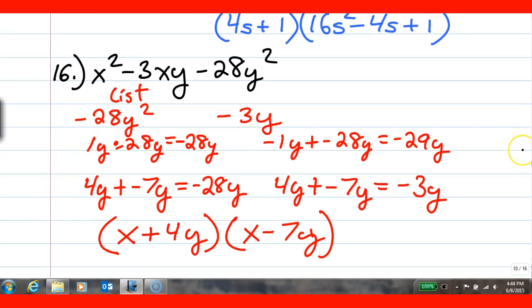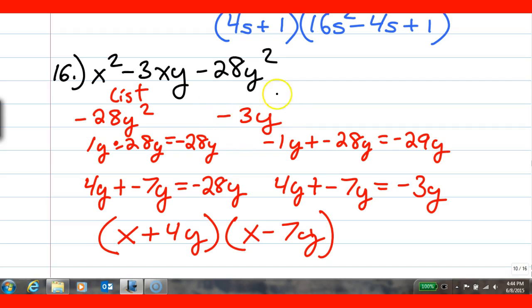Now, for question number 16, I have an x to the second power minus a 3xy minus a 28y squared. I don't have any greatest common factors, so I'm going to go straight to factoring this out. I don't have anything in the a position, so I just need to deal with what's in my C position and what's in my B position. Well, if I look at what's in my C position, it's a negative 28, but not just the negative 28 this time. It also has a variable attached. So I need to take that with it. So it's a negative 28y to the second.